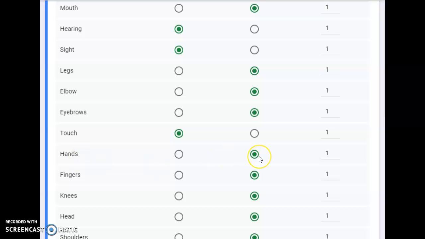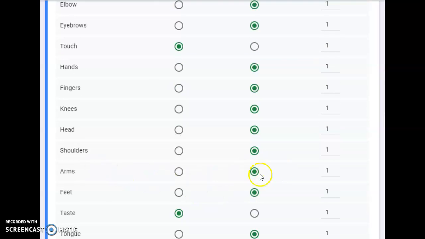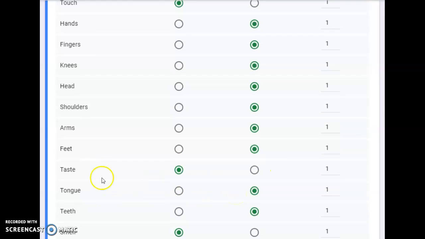Hands, some of you answered senses. Hands is a body part, because we use our hands to touch. Touch is a sense, to feel something, but we use our hands too, so don't be confused with that. Some of you answered eyes, nose, mouth, tongue, ears as senses. That's wrong. Hands are a body part, fingers are body parts, knees, head, shoulders, arms, feet are body parts.